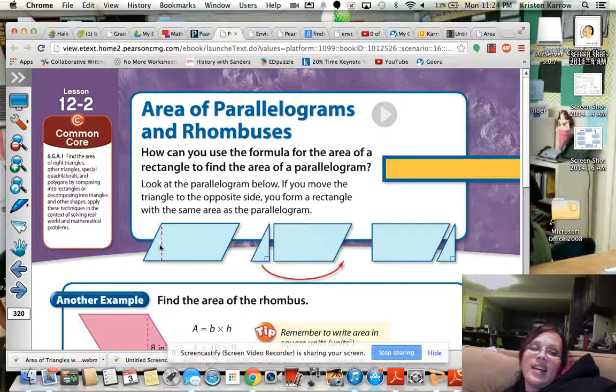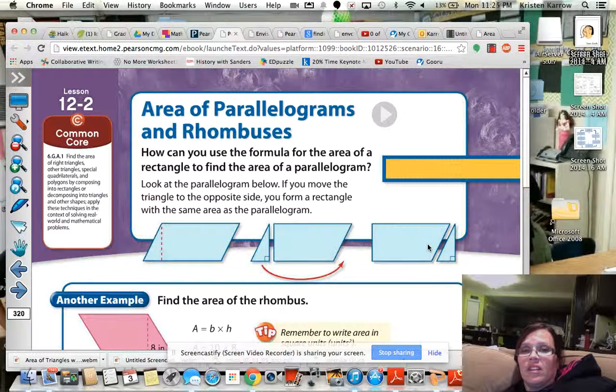If I can cut this triangle off, flip it over here, I haven't changed the area at all. I'm still talking about the exact same area, which is everything here that's blue inside the parallelogram. I'm just moving it to the other side, but I haven't changed the area at all. I should see that the area of the rectangle here would be exactly the same as the parallelogram here.